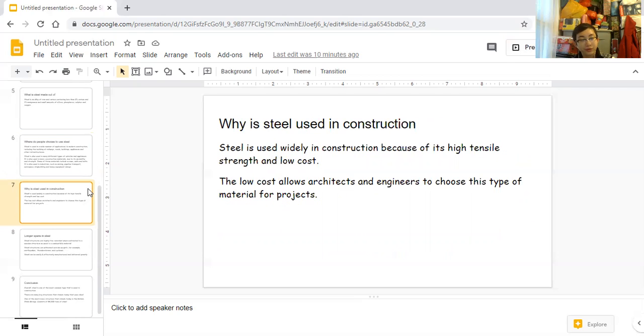Why is steel used in construction? I told you about where steel is used in construction, but why do people choose to use it? Steel is widely used in construction because of its high tensile strength and low cost. The low cost allows architects and engineers to choose this type of material for projects. The cost of steel is not that high, which allows them to build more types of structures that use steel, since it's not a high cost product to get.